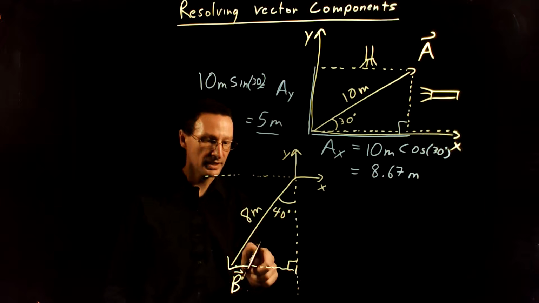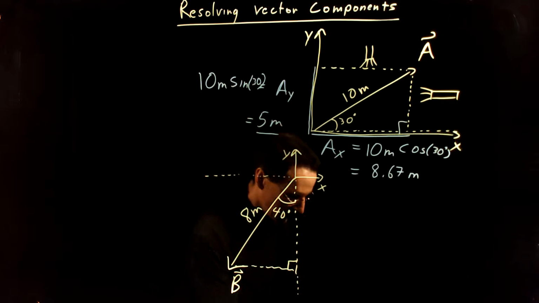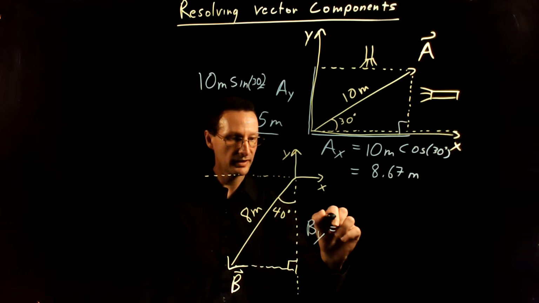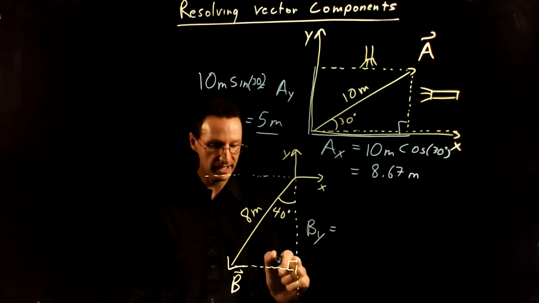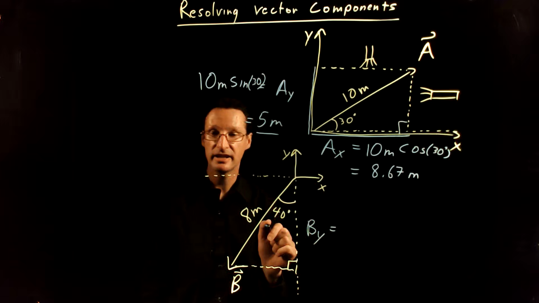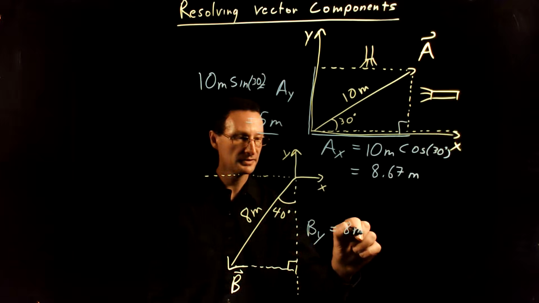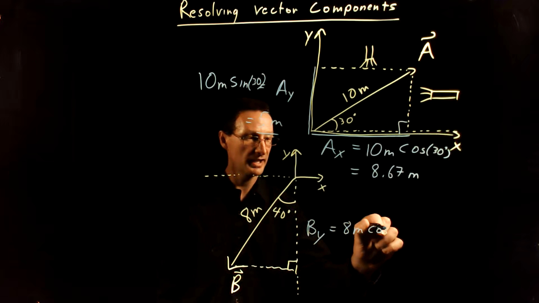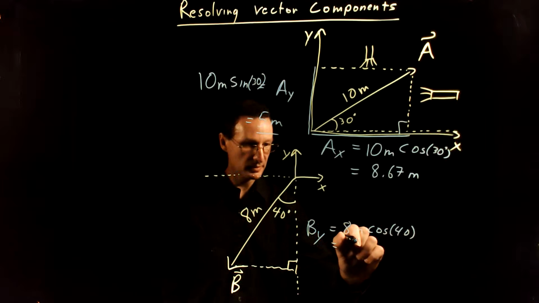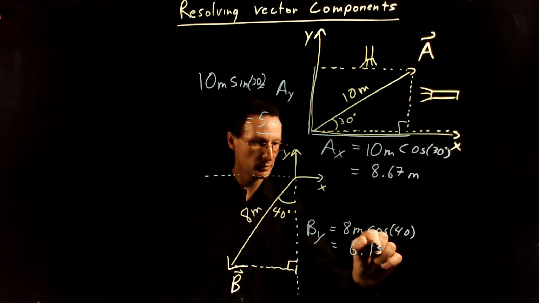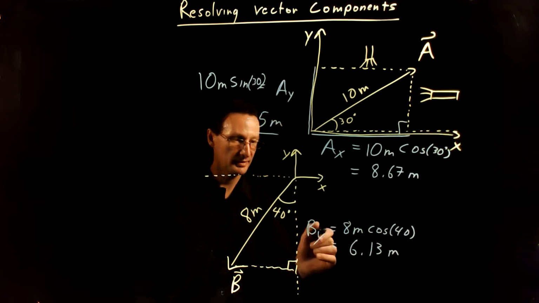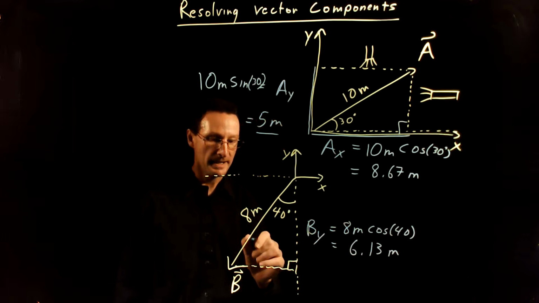All right. So to find the component By, that is the part of B that's parallel to the y-axis, I want this side here, which is adjacent to the 40 degrees, so that would be 8 meters times cosine of 40 degrees. And if I compute that, I did this ahead of time, that's going to be 6.31 meters, and don't think I'm doing this in my head. I computed that ahead of time. I'd use a calculator for that.